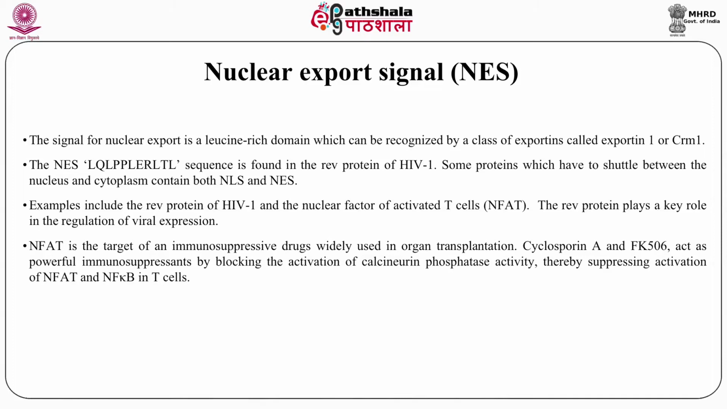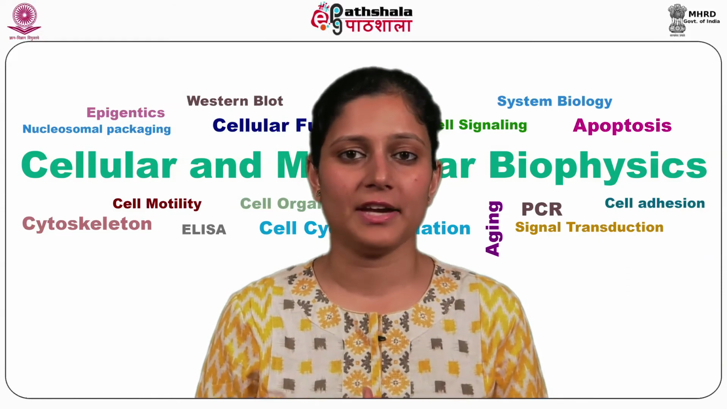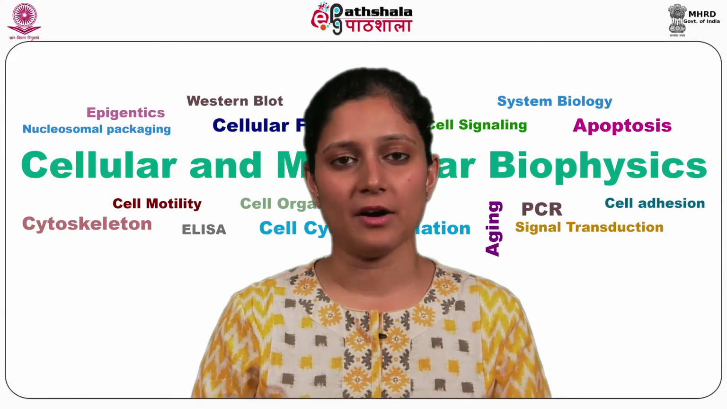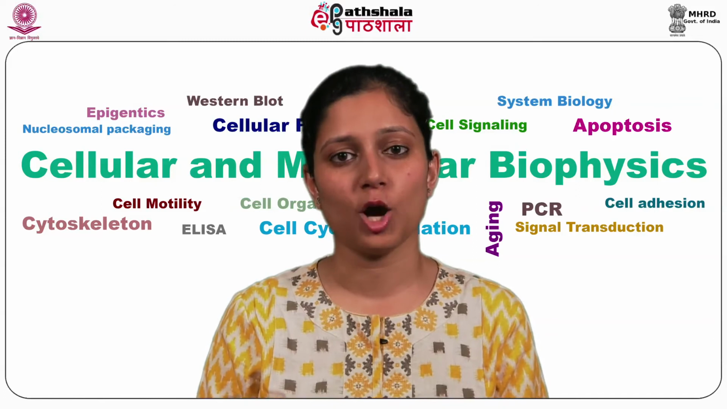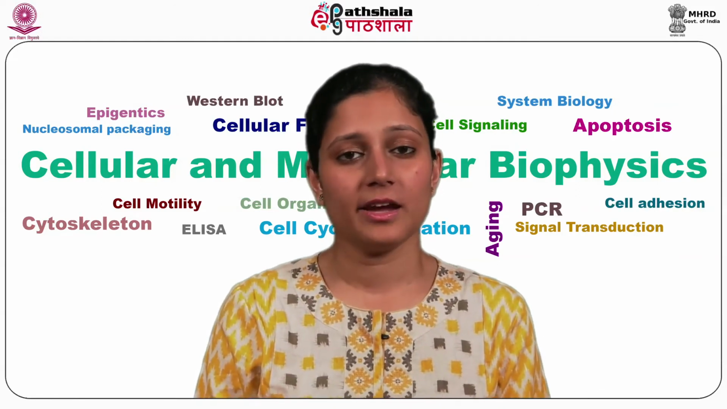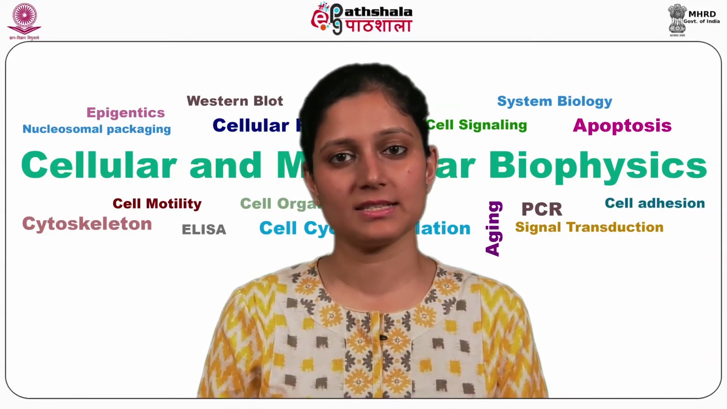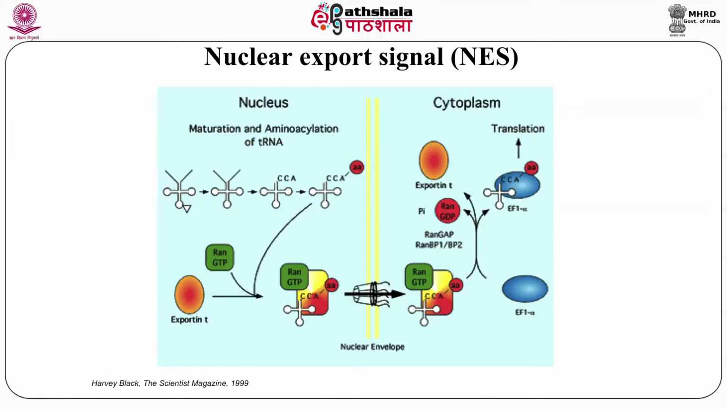The Rev protein plays a key role in the regulation of viral expression. NFAT is the target of an immunosuppressive drug widely used in organ transplantation. Cyclosporin A and FK506 act as powerful immunosuppressants by blocking the activation of calcineurin phosphatase activity, thereby suppressing activation of NFAT and NF-kappa B in T cells. This picture illustrates the nuclear export mechanism.